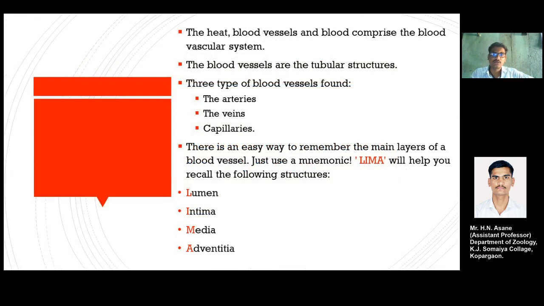So the heart, the blood vessels and blood, these three components all comprise the blood vascular system. The blood vessels are tubular structures. There are three types of blood vessels found: the first one is the arteries, then the veins, and then capillaries.